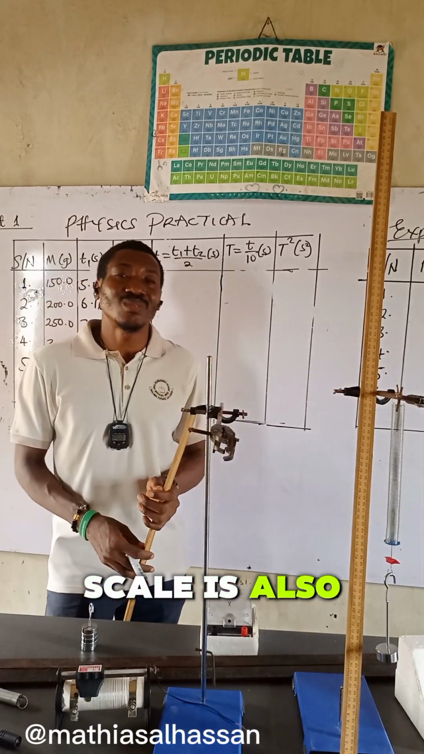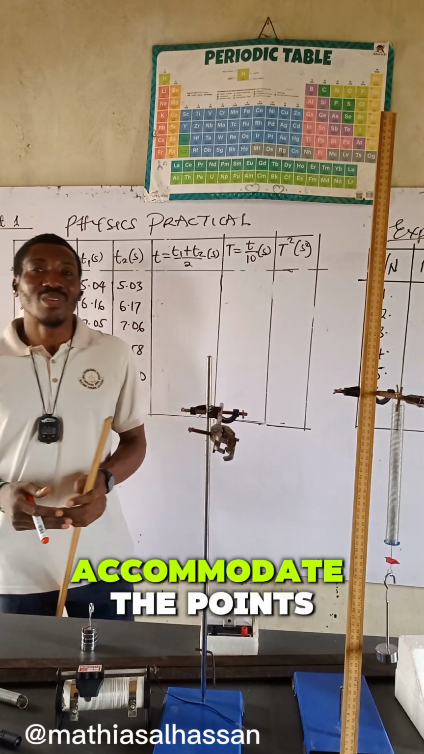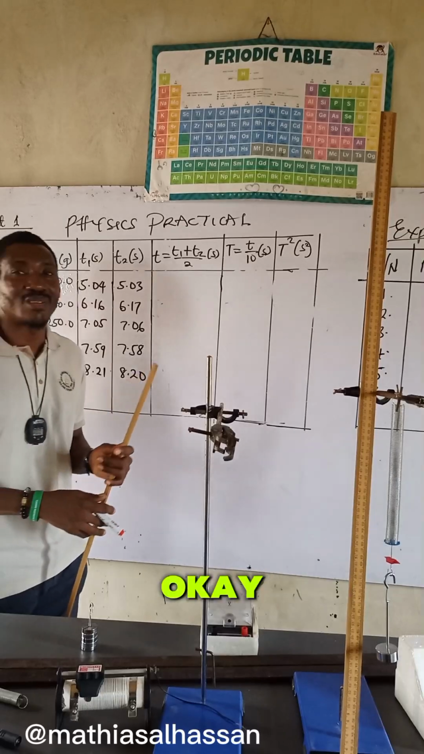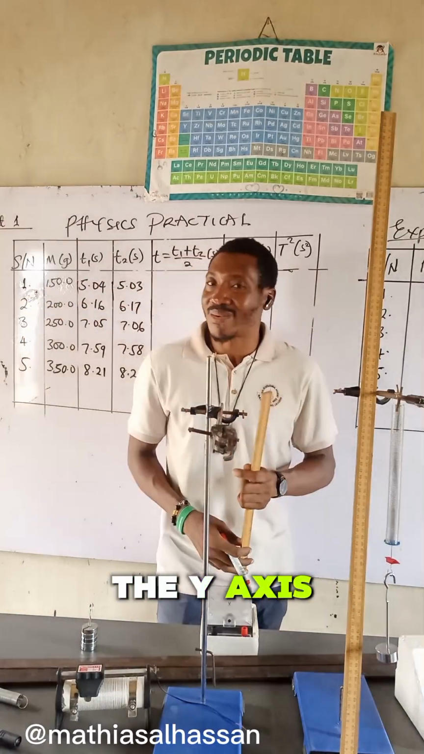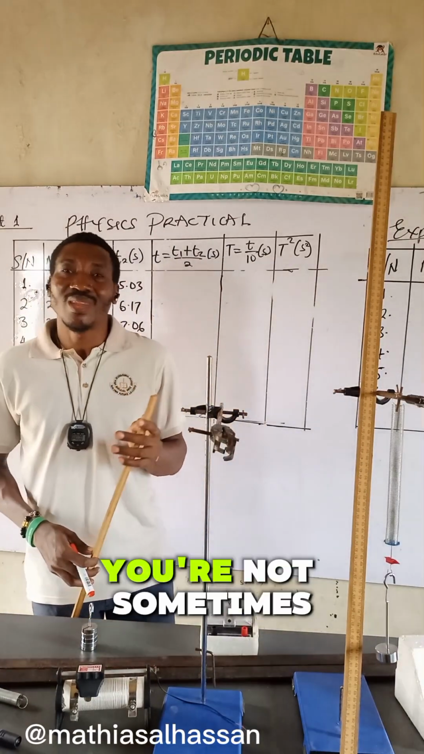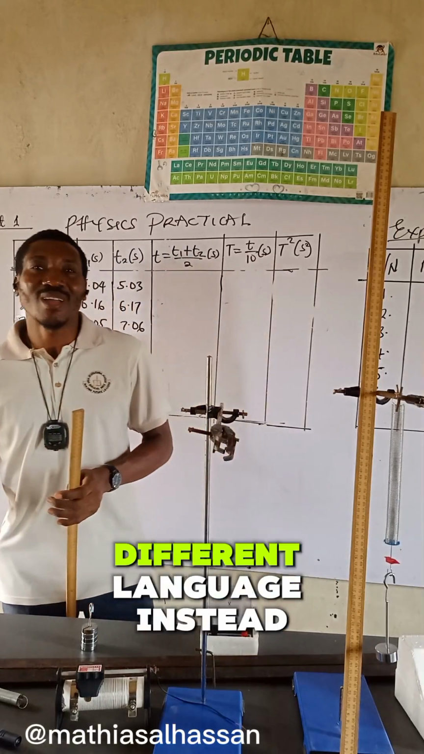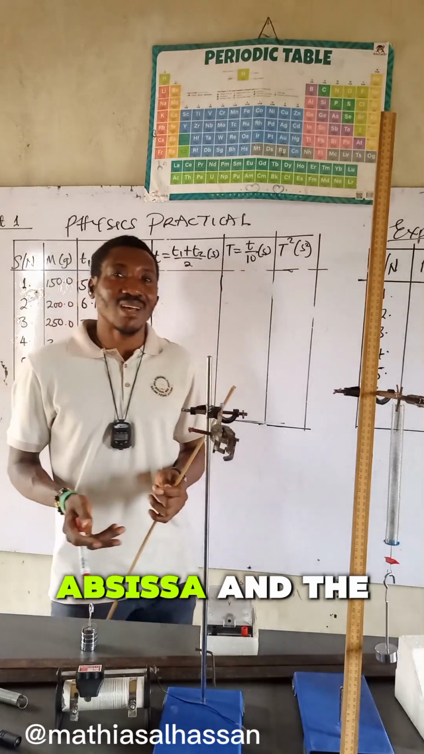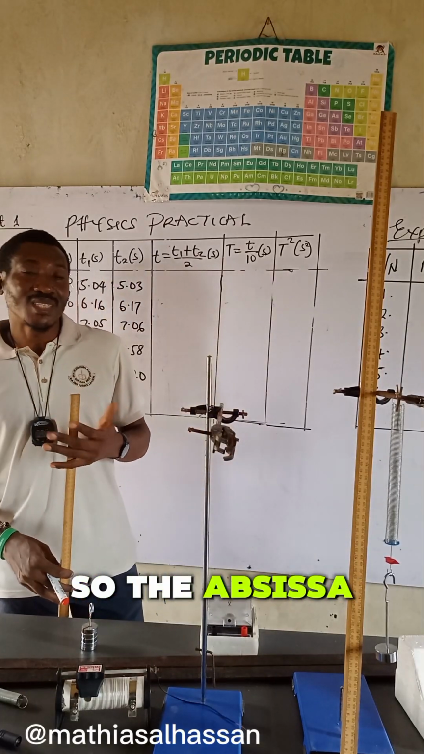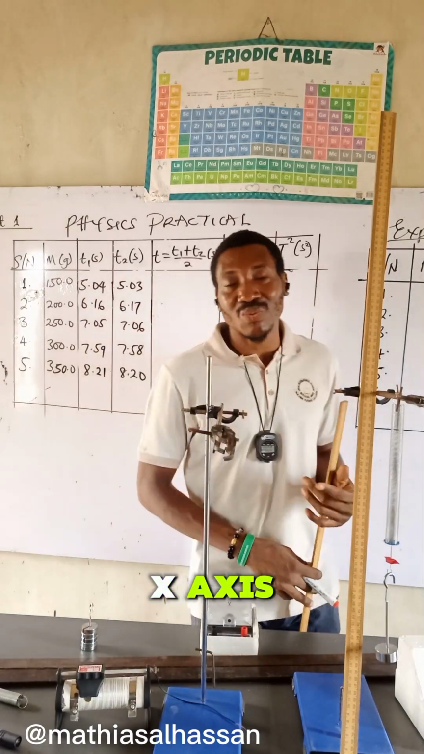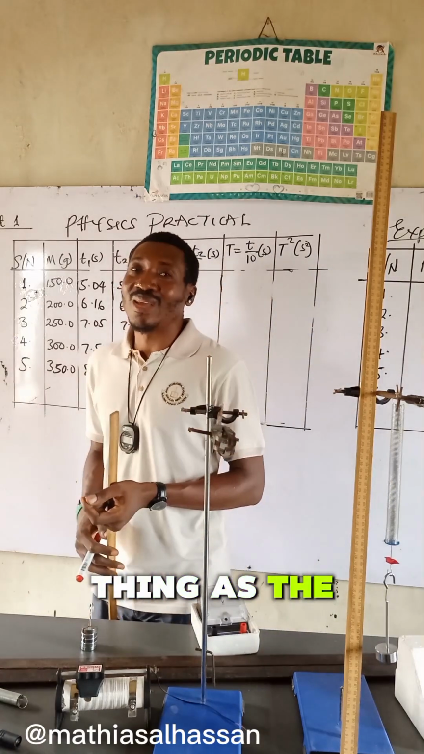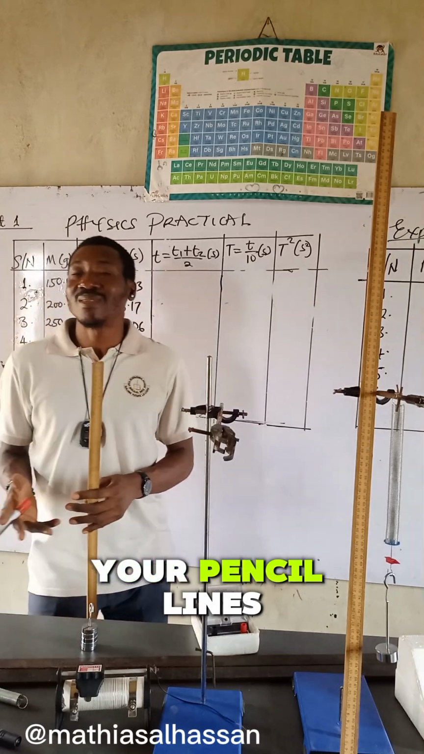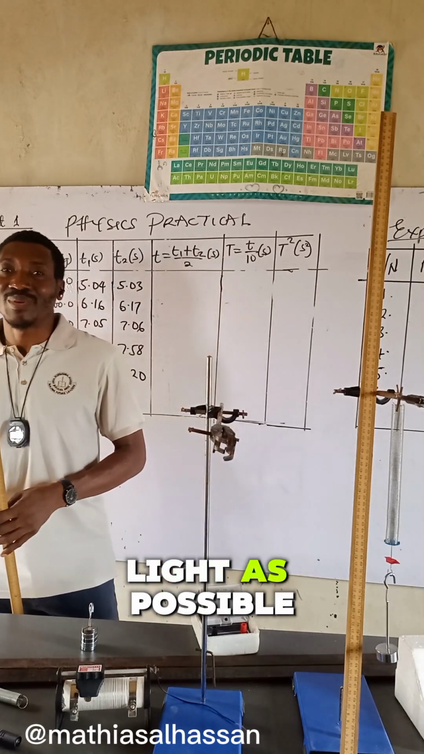Even your scale is also fundamental. Your scale should accommodate the values you have on your table, for both the x and the y axis. And sometimes WAEC or NECO use a different language. Instead of saying the x and the y axis, they give you something like the abscissa and the ordinates. The abscissa is the same thing as the x axis, while the ordinate is the same thing as the y axis.